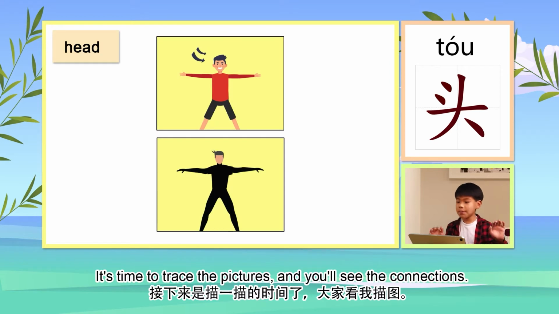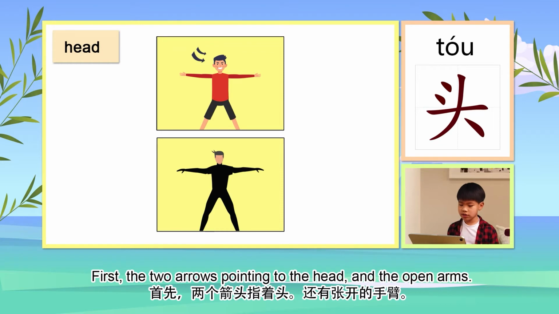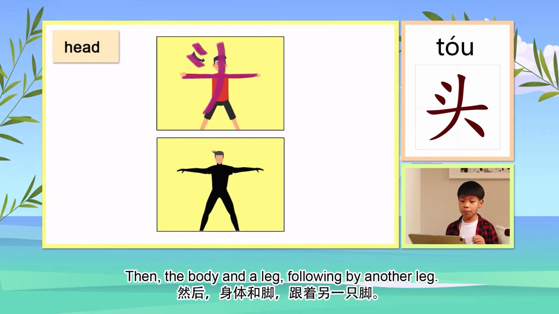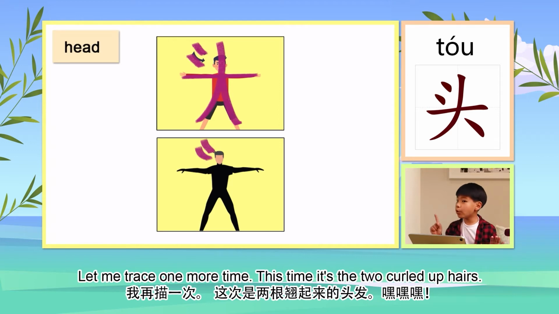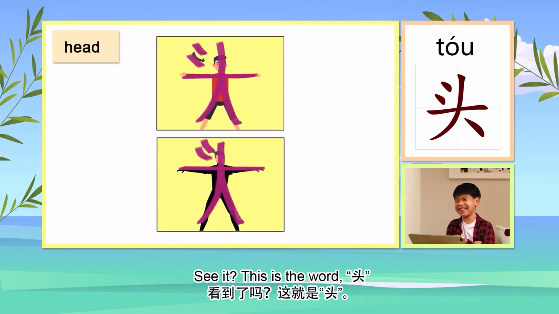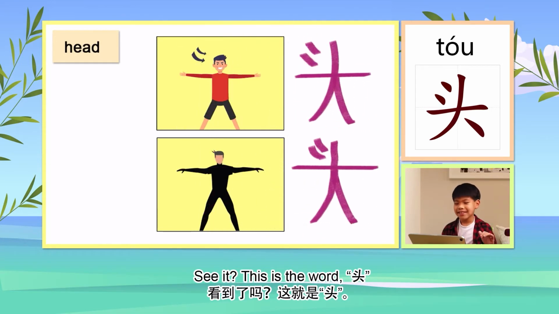It's time to trace the pictures and you'll see the connections. First, the two arrows pointing to the head and the open arms. Then, the body and a leg, followed by another leg. Let me trace one more time. This time, it's the two curled up hairs. See it? This is the word 头.